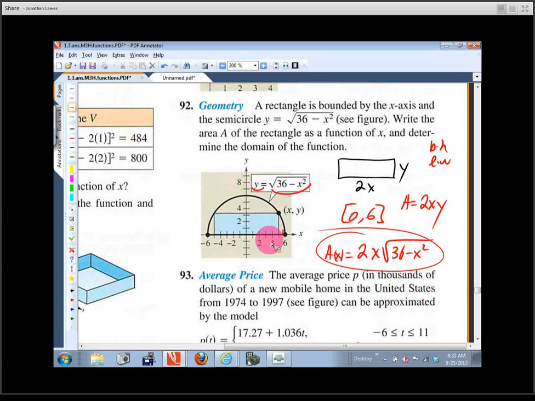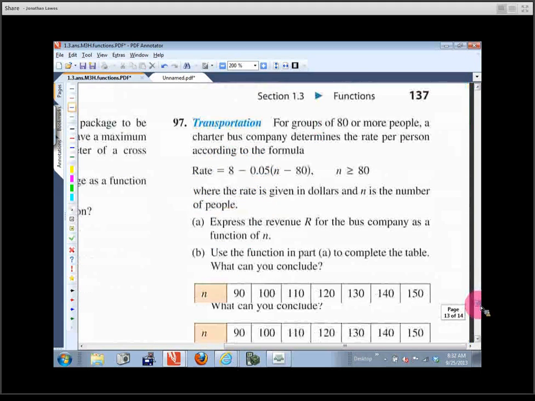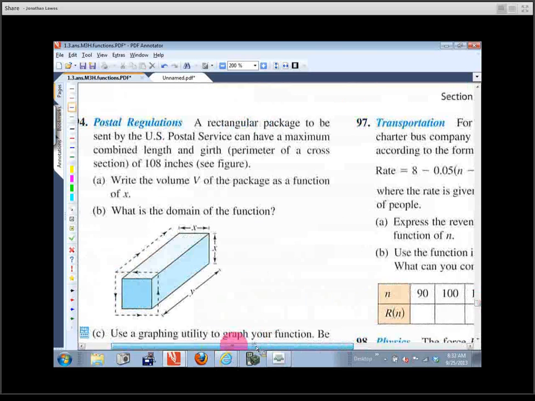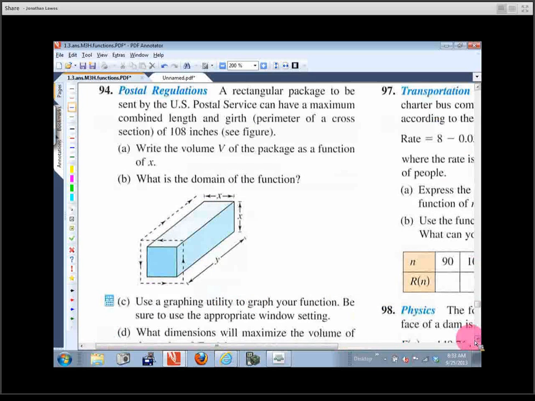Okay. Take a look at the next page, and the next page has an excellent problem. It's this one right here, number 94. This is actually true. The Postal Service has these type of regulations. It says a rectangular package to be sent by the U.S. Postal Service can have a maximum combined length and girth. Girth, what does it say girth is? Yeah, it's like the perimeter around the widest part. It's like the waist of the package. Okay, it has a total of 108 inches. It says the volume of the package as a function of x.